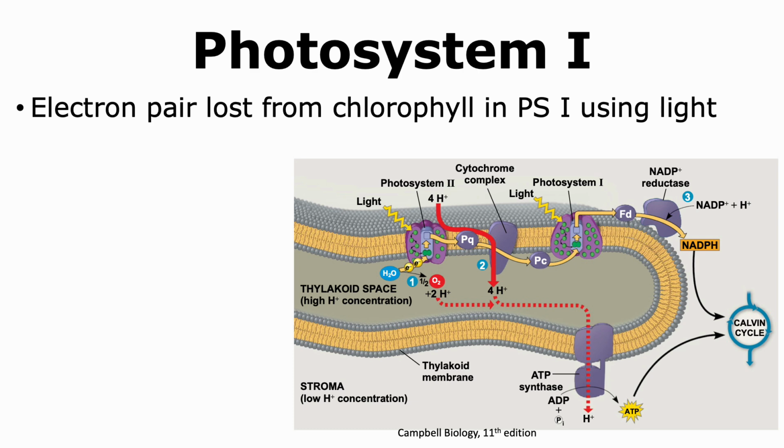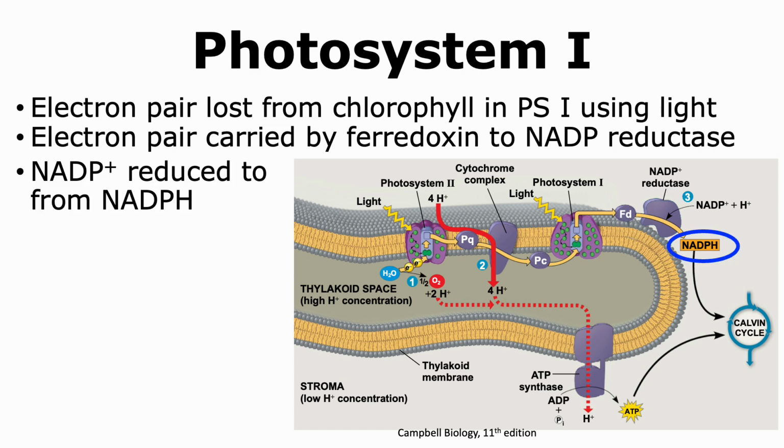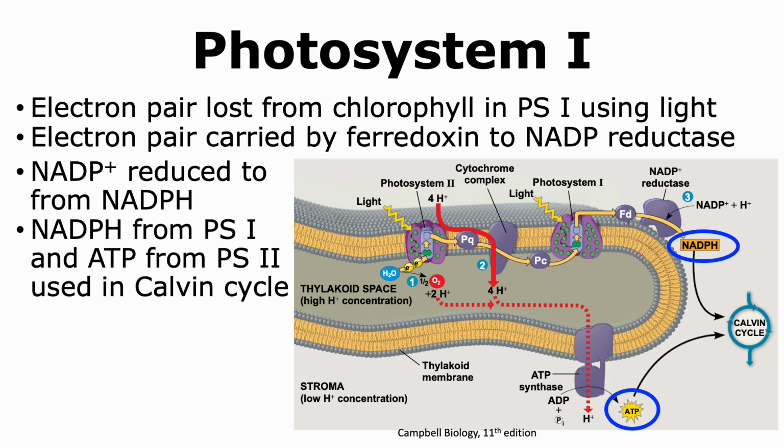Similar to photosystem II, photosystem I can also use photons present in light, which results in the release of an electron pair from the chlorophyll present in its own reaction center. This electron pair is then transferred to ferredoxin and ultimately to NADP reductase. NADP reductase then transfers the electron pair to NADP+ to form NADPH. The NADPH that is made from photosystem I and ATP, which is made from photosystem II, are used to drive the next set of reactions which occur in the Calvin cycle. Both of these are molecules that are able to store energy that can be used later.